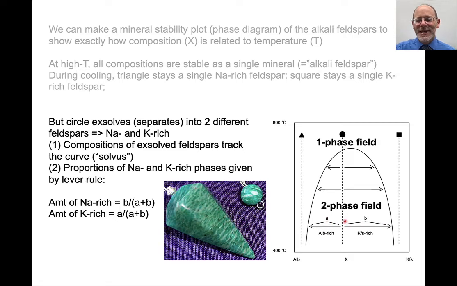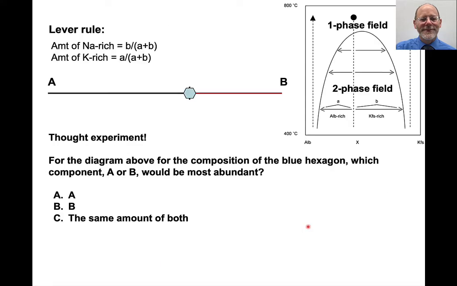And then I just see, well, is my composition closer to the sodium-rich side or is it closer to the potassium-rich side? Well, if it's closer to the sodium-rich side, then the sodium-rich side must be the ratio B to the total length because that's the bigger proportion. And I know if my composition is closer to this boundary, I have to have more of it. Okay, so in some ways I kind of remember the lever rule, but not really. I just remember what these ratios are and then back out which proportion has to correspond to which phase.